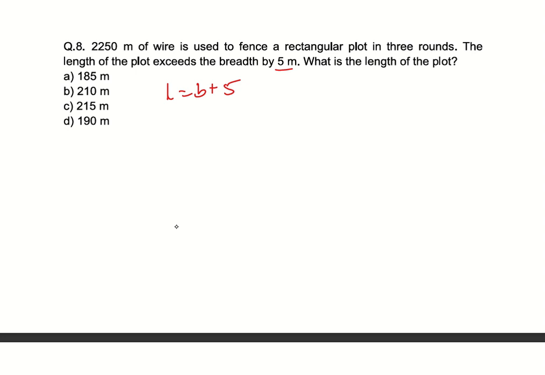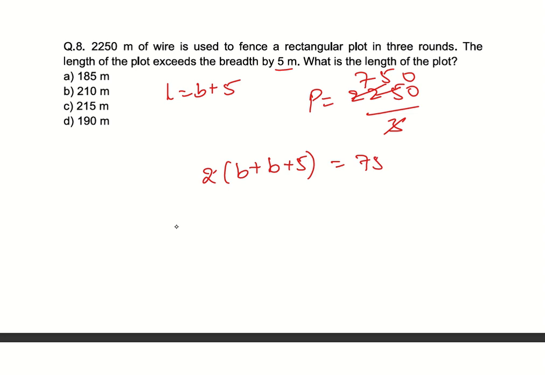Here, 3 rounds means one round is one perimeter. So for 3 rounds the perimeter equals 2250 by 3, which is 750. The perimeter formula is 2 times (breadth plus length), so 2 times (b plus b plus 5) is equal to 750.